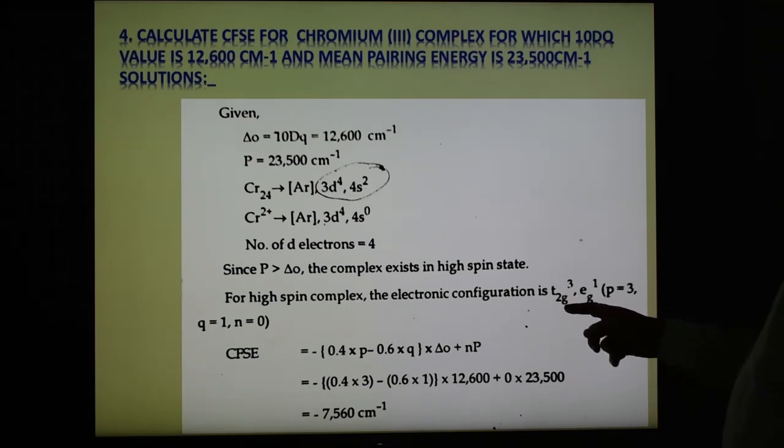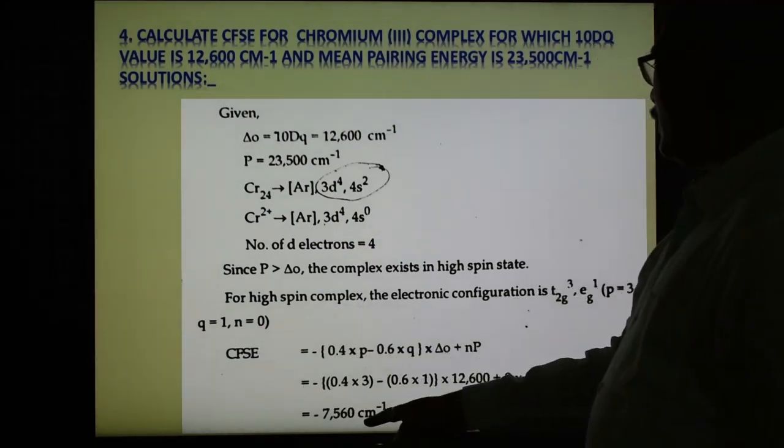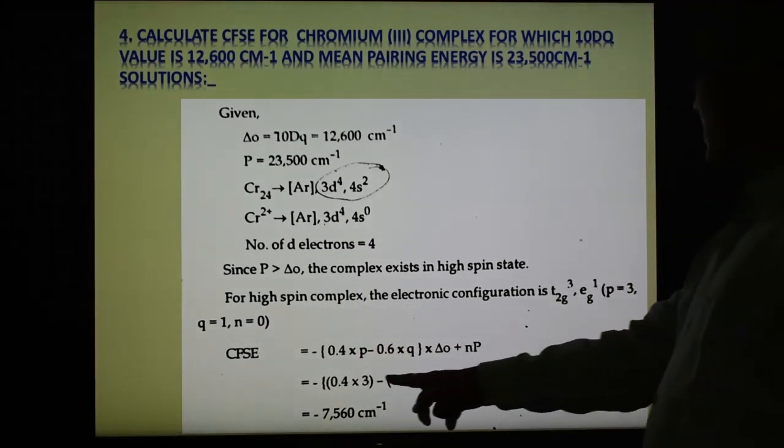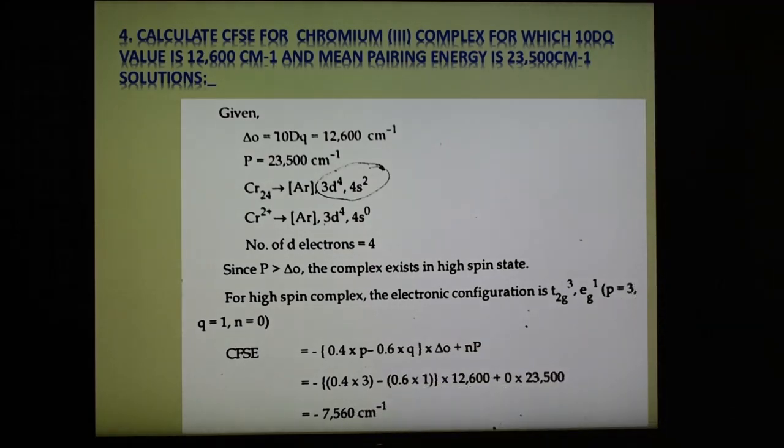Therefore in the case of the high spin state, t2g3 eg1. The t2g electrons are 3, the eg electrons are 1, and there is no electron pair. So this is the equation. Substitute all these values of P, Q, P and delta O, and we get this value. In this way simple numerical problems can be solved.